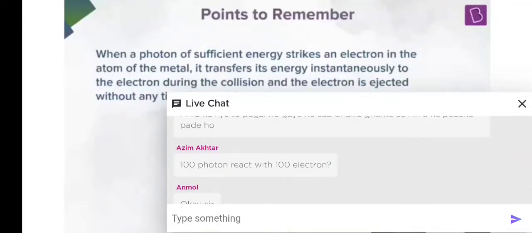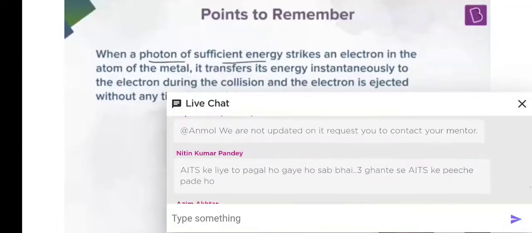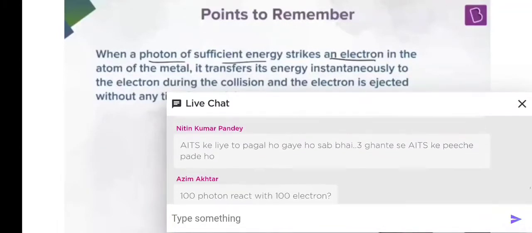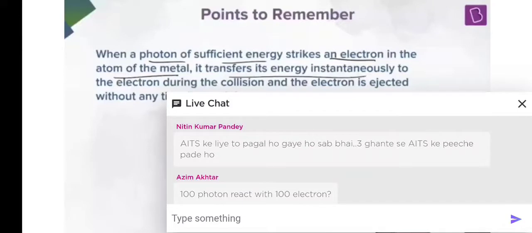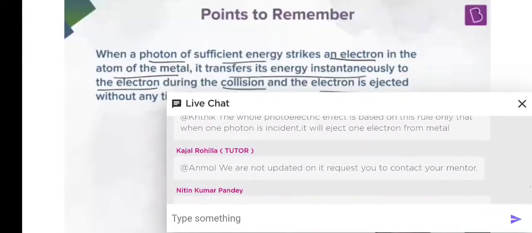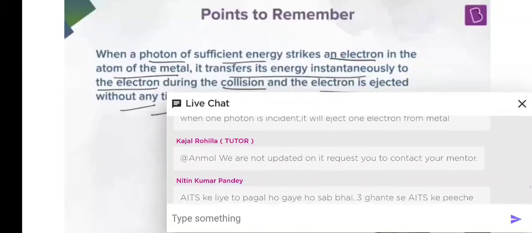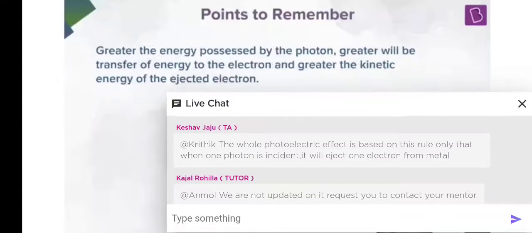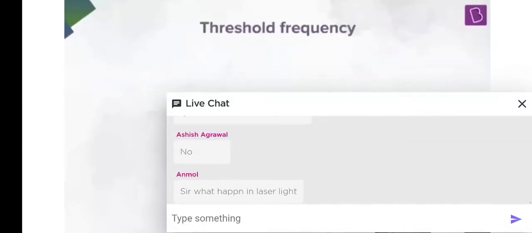Okay. So what are the points to remember? When a photon of sufficient energy strikes an electron in the atom of the metal, it transfers its energy instantaneously to the electron during the collision, and the electron is ejected without any time lag or delay. Remember this, although we have already understood this. Greater the energy possessed by the photon, greater will be the transfer of energy to the electron, and greater the kinetic energy of the ejected electron. Perfect. Again, we have studied this.